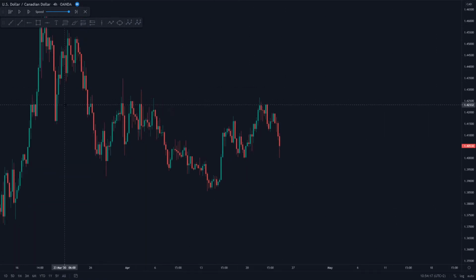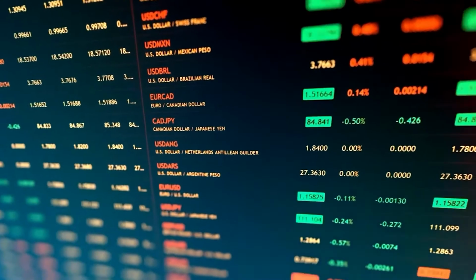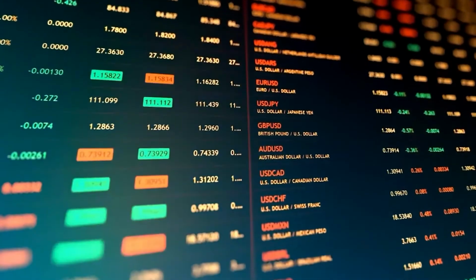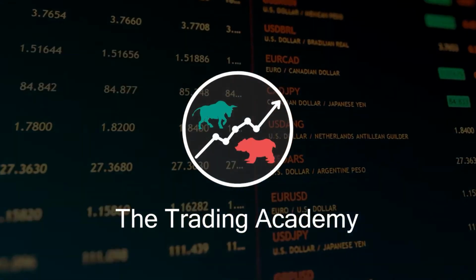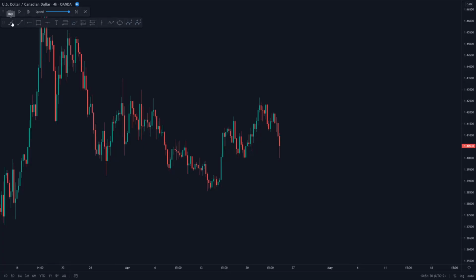So without further ado, let's dive straight in. So when I analyze my currency pairs, what is the first thing I do? Well, the first thing I want to do is mark out my higher time frame trend, because once I know what the higher time frame trend is, I can translate that down back to the lower time frame.